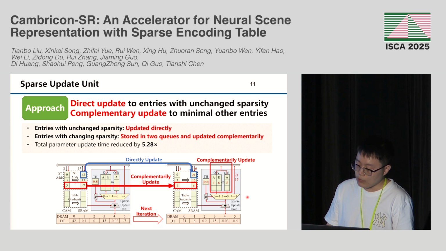QA is for entries changing from unpruned to pruned, and QB is from pruned to unpruned. At each step, one element is read from each of the two queues simultaneously. After that, the pruned entry is removed from the sparse table, and the unpruned entry is inserted into the vacancy. This mechanism avoids the overhead of extensive data movements. According to our evaluation, through the sparse update unit, the time for parameter updates can be reduced by 5.28 times.